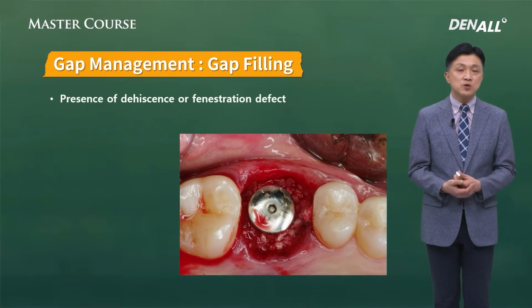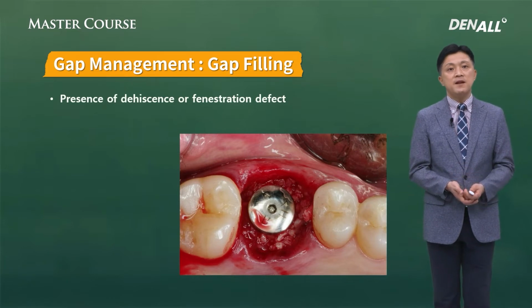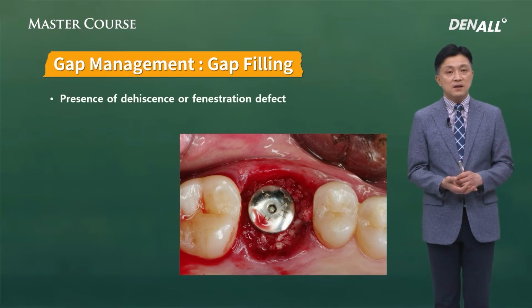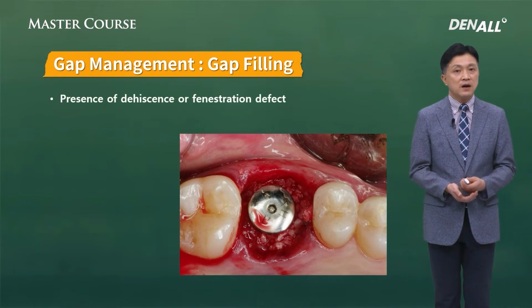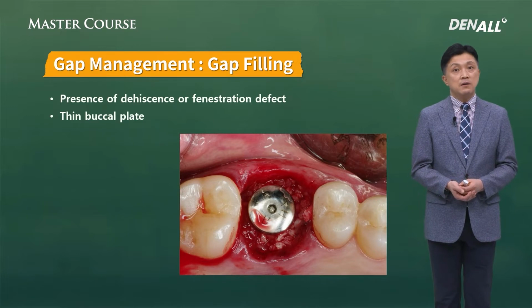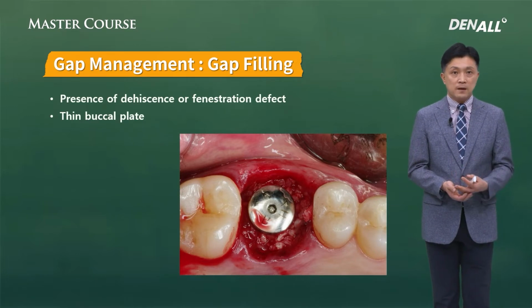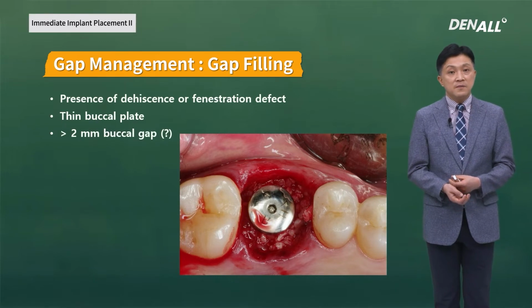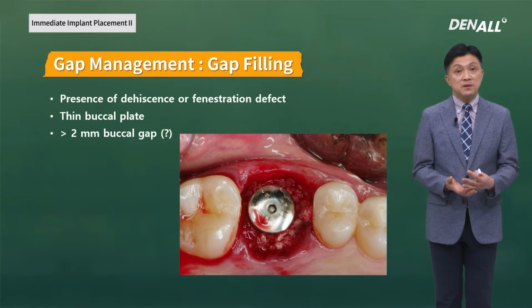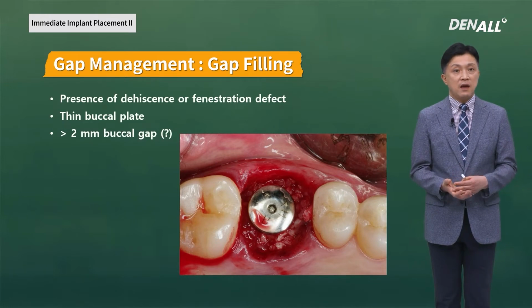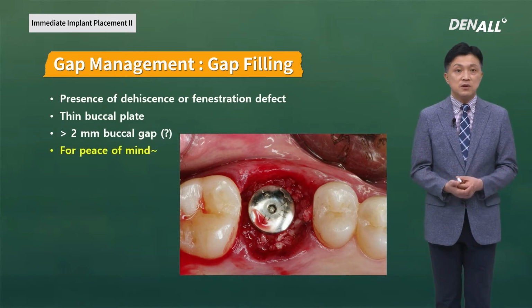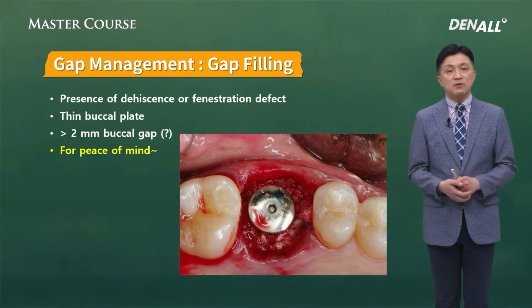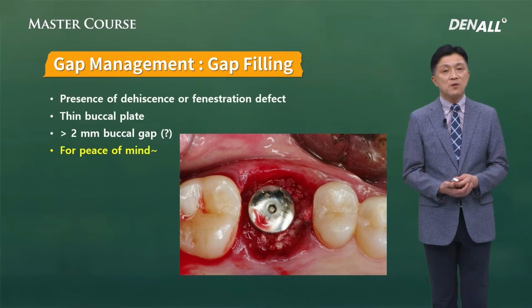If there is a dehiscence defect, gap filling is imperative. In this case, you may need to do an external socket graft as well. If the buccal plate is too thin, in order to limit remodeling, bone graft is necessary. If the implant has been placed too buccally or labially, if the gap is thin, you can just use it. If you feel unsure, you can do gap filling to get more peace of mind.